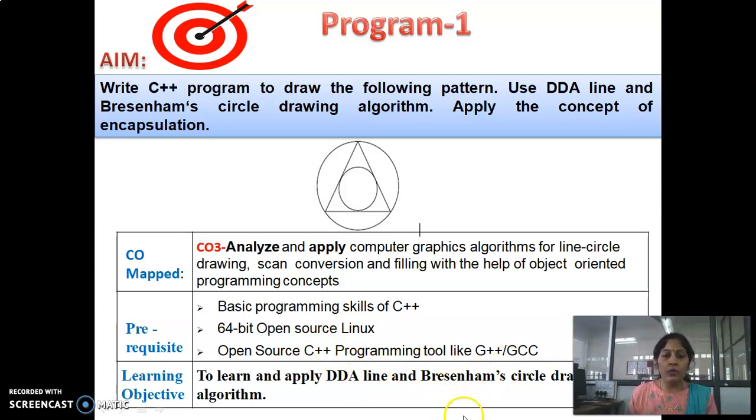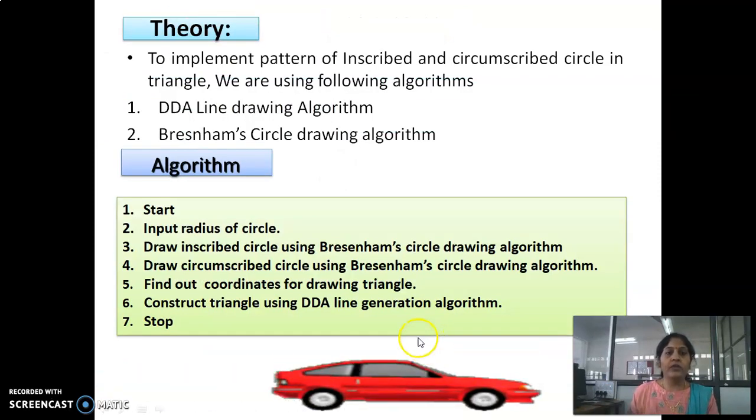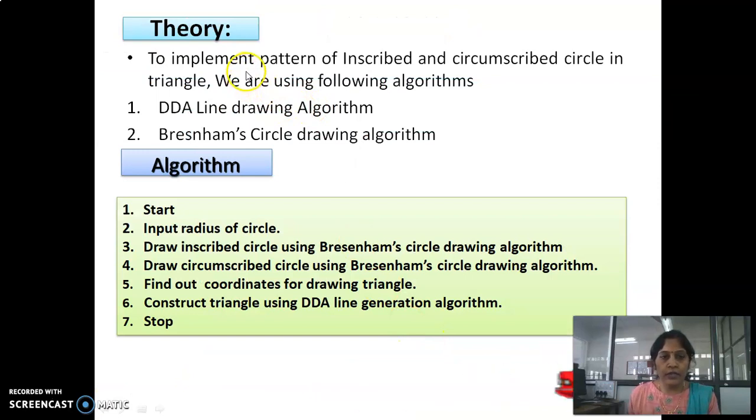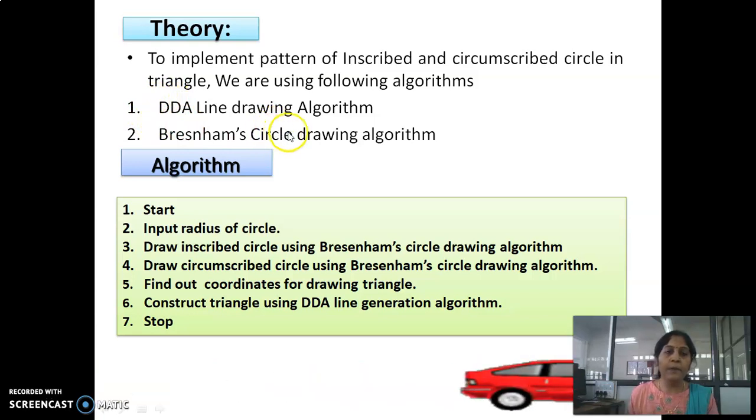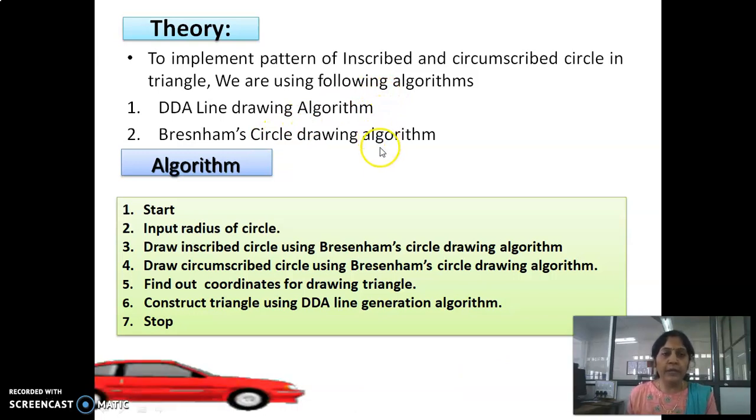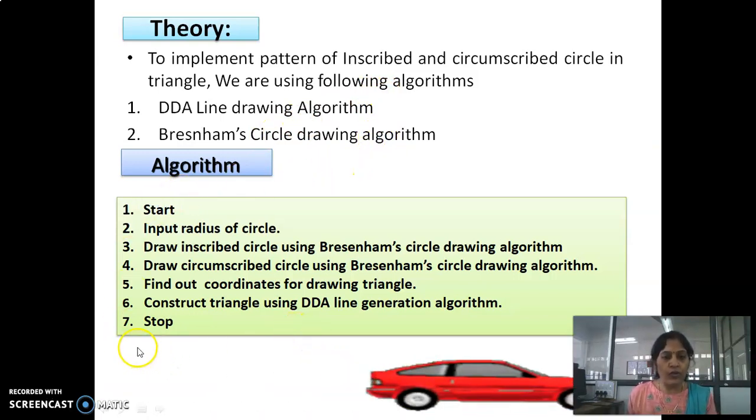So our learning objective is to draw the pattern by applying two computer graphics algorithms, that is, the DDA line algorithm and the Bresenham circle drawing algorithm. This is the theory part, in which I have already told you that we are implementing the DDA line algorithm and Bresenham circle drawing algorithm. So this pattern can be implemented by using the following algorithm.